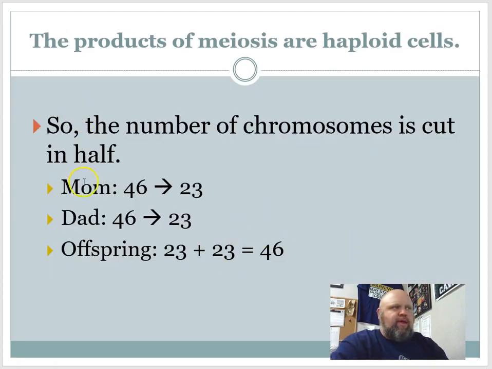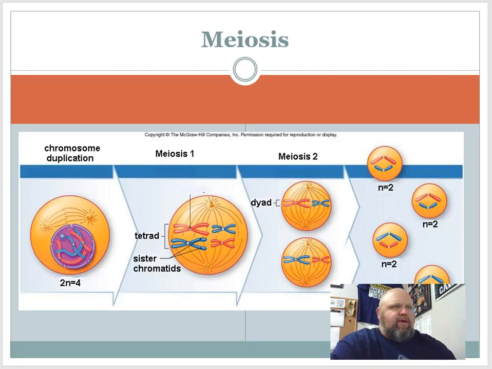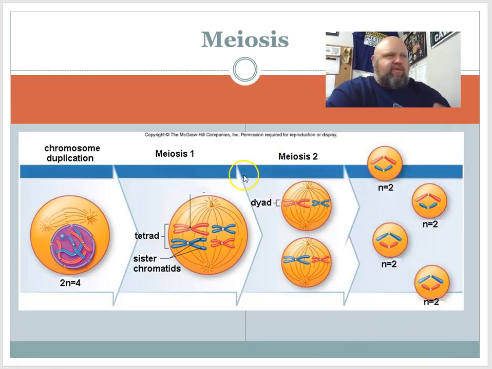So, mom had 46 chromosomes. Once we divide during meiosis, the sex cells only have 23. Dad, 46 chromosomes in his cells. Meiosis, 23 in the sex cell. When you put those two cells together, we get our normal 46. So we have 23 from dad, 23 from mom. So here's meiosis.